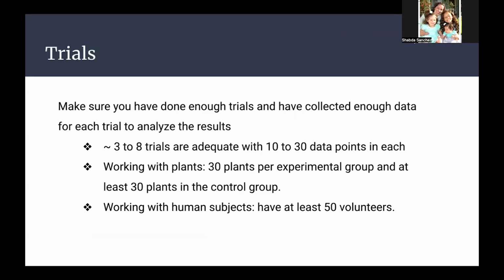Then when you're trying to think about your trials, you want to have enough data in order to make a strong conclusion. So these are just some examples here. For instance, if you're working with human subjects, you want to have at least 50 volunteers. If you're doing some other studies, you want to have 3 to 8 trials with 10 to 30 data points in each. Or if you're working with plants, like in the example notebook, 30 plants per experimental group and at least 30 plants in the control group.